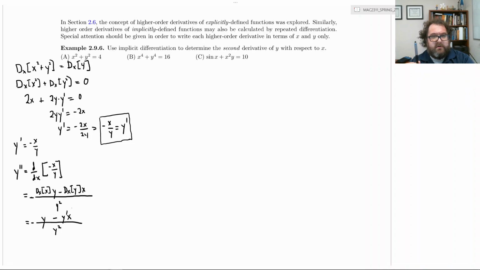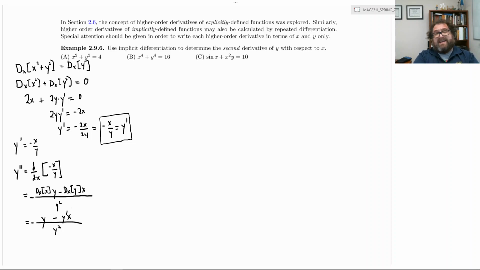Now, here's the thing that we need to realize. And that's the second derivative, but it's not simplified yet. Why is it not simplified? Because it includes y prime. But we know what y prime is, so we can substitute the known expression for y prime. Therefore, we get a second derivative in terms of x and y only.